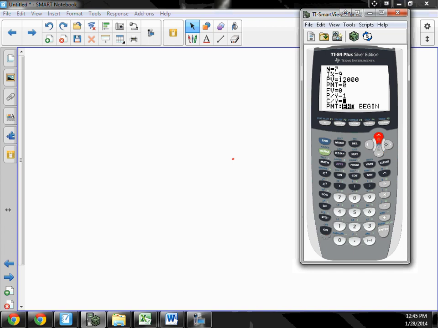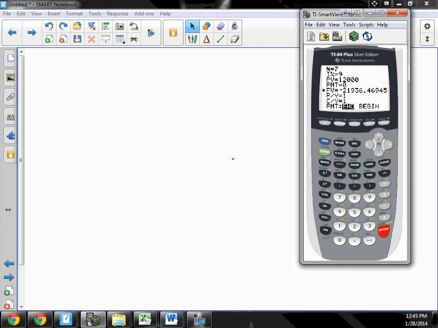So we go up to FV. Oops. Alpha solve. And that's negative. So if the original investment would have been negative, then the future value would be positive. That's always going to happen. So he will have $21,936.